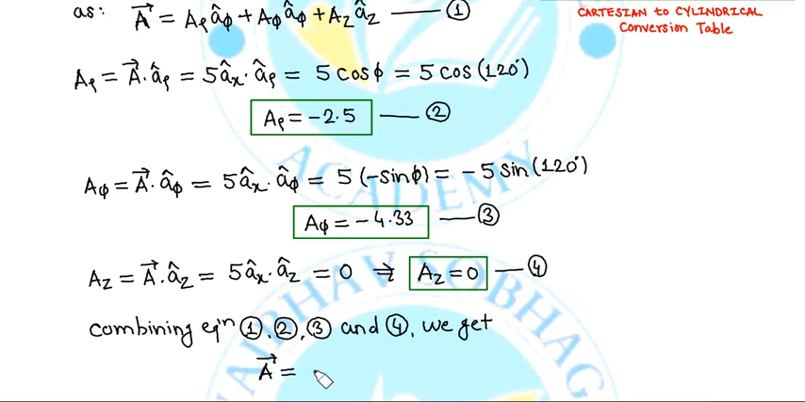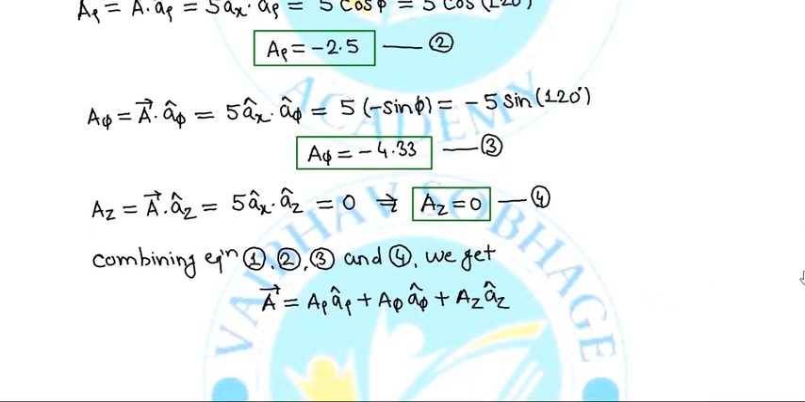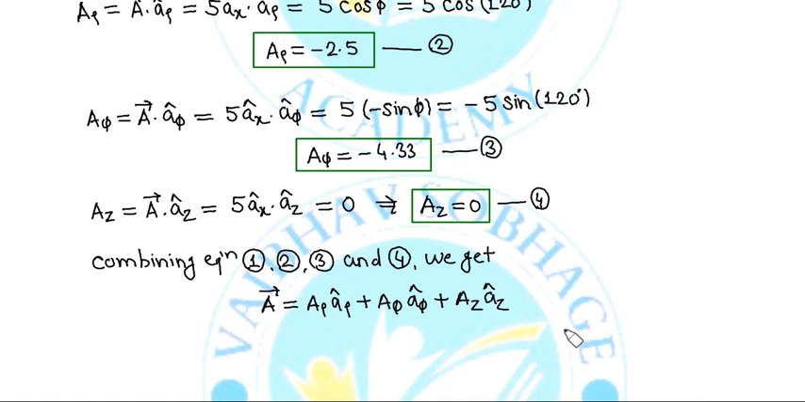Okay, so fine. So what is vector A now? We have the given vector A as A rho, capital A rho cap, plus A phi cap, and plus AZ cap. Now we are going to put in the values of those magnitudes along the rho, phi and Z directions. So what is your vector A now?